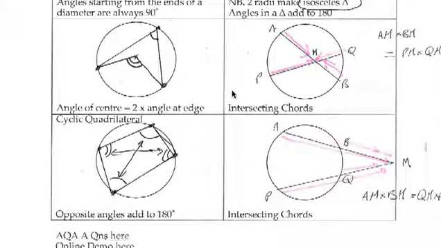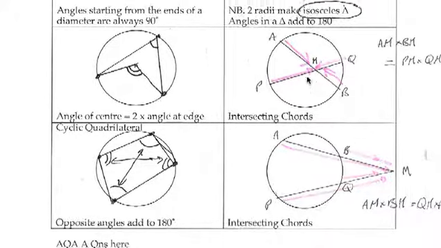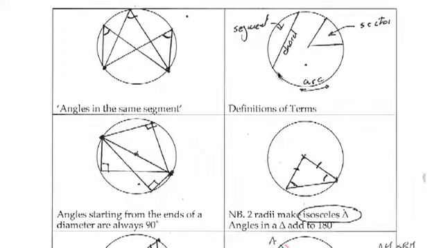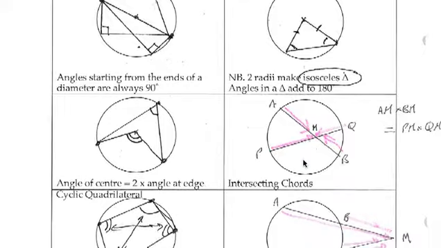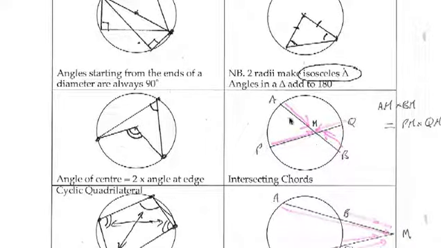And then further through the syllabus, you get to these laws about intersecting chords. So we've spoken about what a chord is. A chord is any line which slices across a circle. And the rule here is that this bit of the length times this bit of the length will give the same answer as this bit of the length times this bit of the length. So you times the two parts of the same chord by each other.